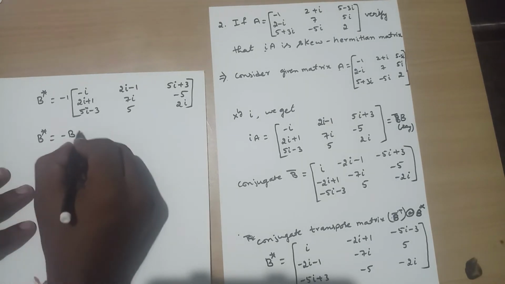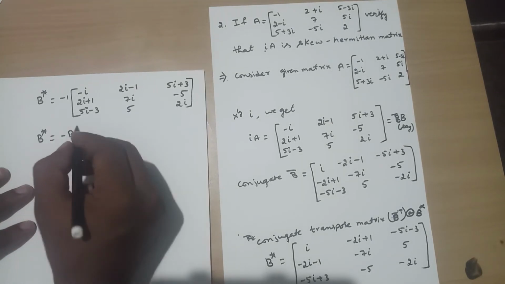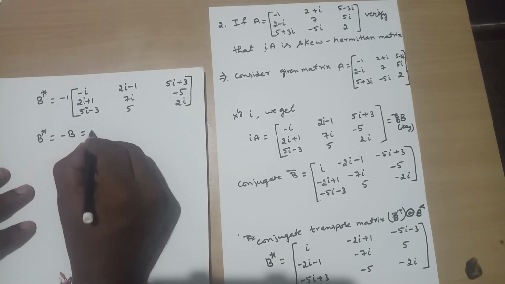So it is a skew symmetric matrix. So what is B I taken? B I taken, it is A I.